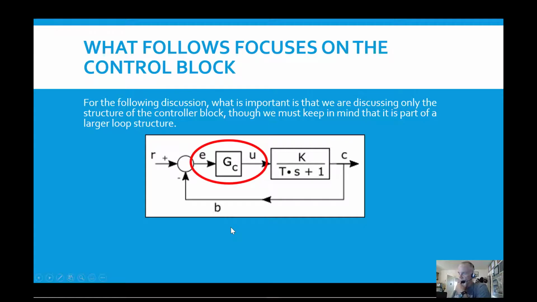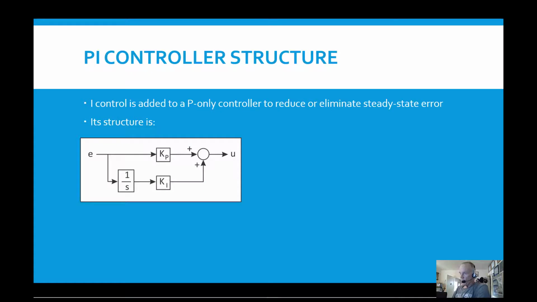So what we're focusing on here is the controller itself. Remember, the input is the error and the output is the actuation signal coming from the controller. So with all that said, we can go ahead to our discussion of this. We'll talk about adding the I part first. And again, here's our controller. As you can see, there's the E coming in and the actuation signal coming out.